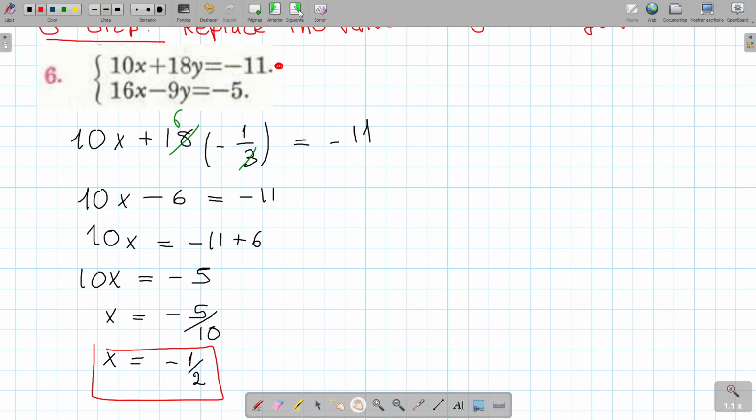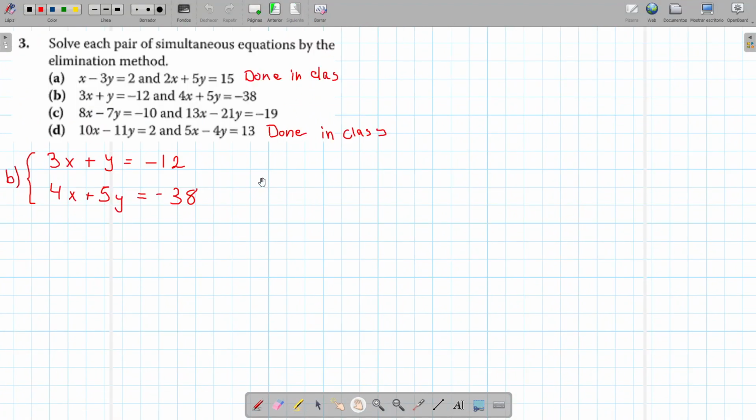And as the last one, we have the elimination method. The elimination method is the last method we have seen in class. It consists of eliminating a variable. We have to choose. This one is the shortest and easiest method for doing systems of equations.